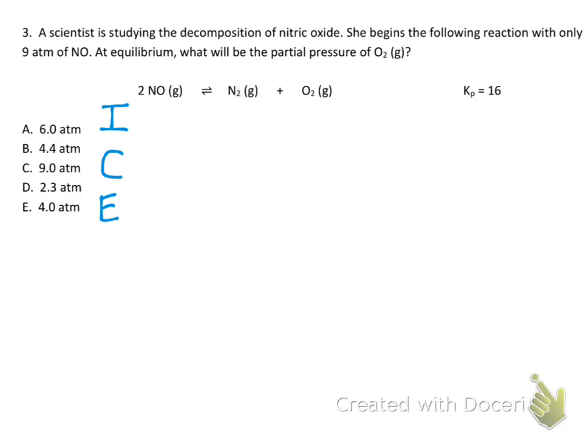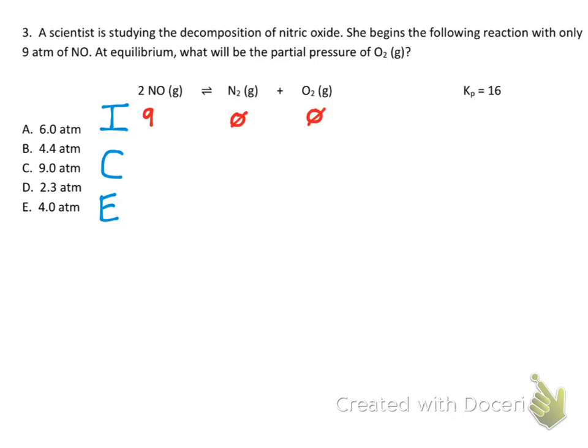We're told that we're just starting with only 9 atmospheres of NO. So let's plug that in. We have our 9 there. And we can infer, unless told otherwise, that we're starting with 0 N2 and 0 O2. Okay, so now what is the change going to be? Well, the only direction that this reaction can move is to the right, because there are no products to convert back into reactants. And then we want to consider that this is a 2 to 1 to 1 ratio.